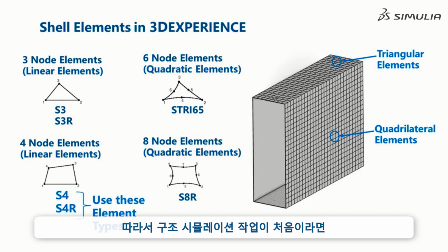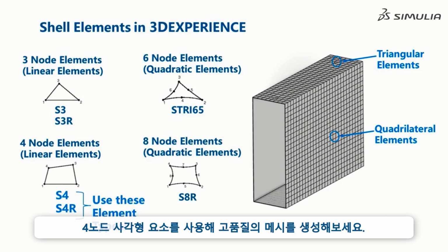If you are new to structural simulation, the best approach would be to use either S4 or S4R elements. It is okay to have S3 or S3R elements mixed in. But try to create a good quality mesh with 4-node quadrilateral elements.